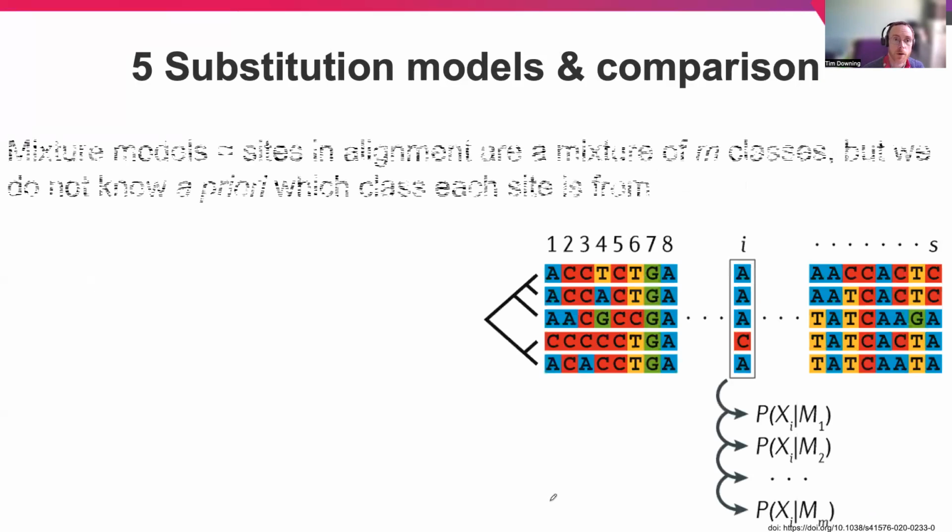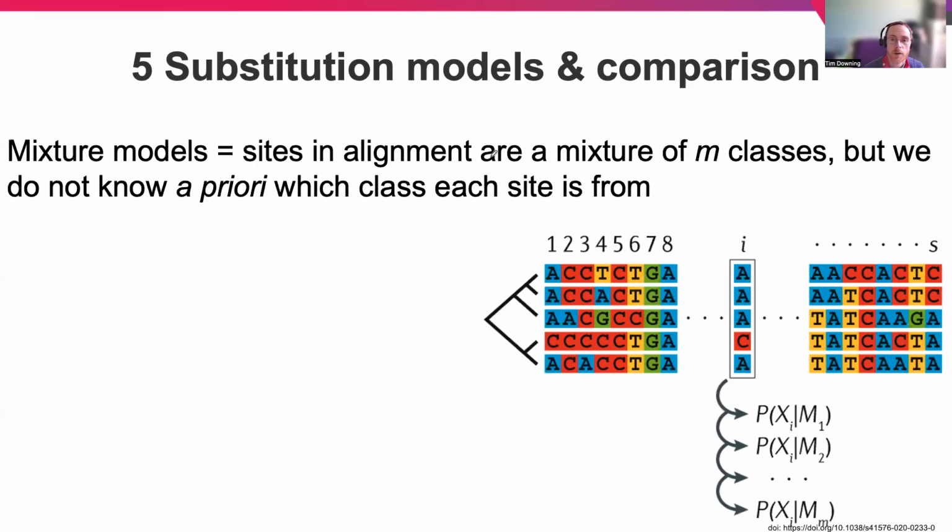So if you look at mixture models further, they assume the sites in the alignment are a mixture of m classes. We don't know in advance which class a site comes from. So it might be 1 over m at the start, and therefore it's trying to assess across these 8 sites which model is most relevant here.